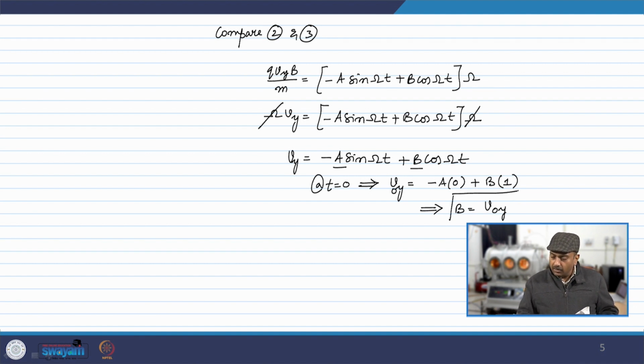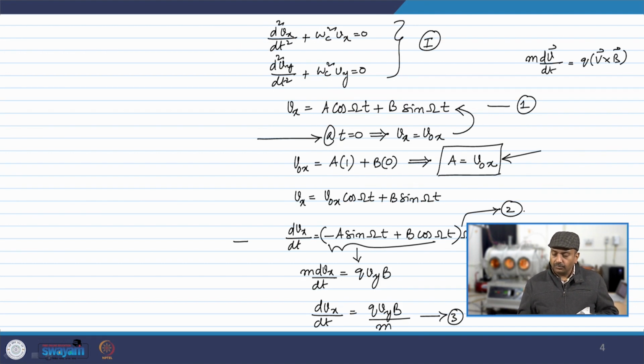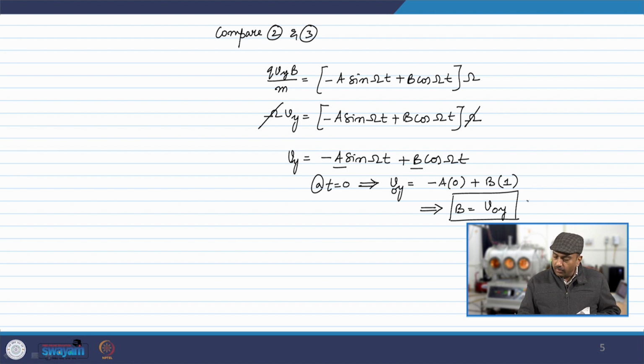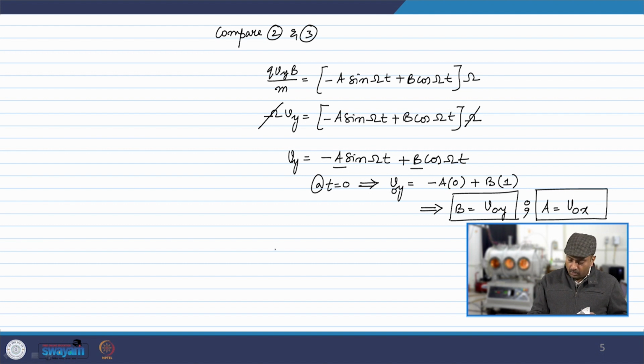Now, we have b is equal to v0y and a is equal to v0x. Now, we are in a position to write Vx as well as Vy. So, then Vx is Vx0, that is a, cos omega t plus Vy0, 0y or y0, both the things are same, sin omega t.